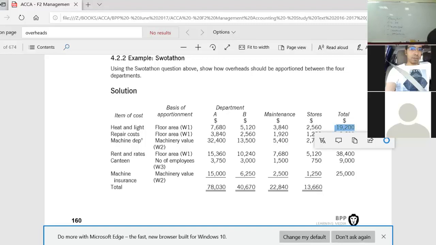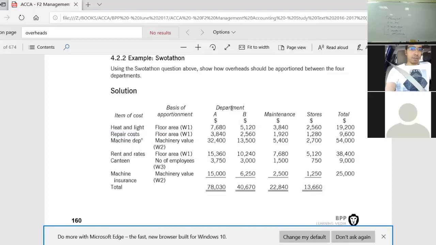Basically, this is a ratio. 19,200 divided by 15, and then keep on multiplying it with 6, 4, 3, 2. You will get all the numbers. I don't want to get involved in the maths. What I want you to understand is that heat and light is distributed in different departments. Repair cost, that was cost number 2, should have been taken on machine value, but they have taken it on floor area.